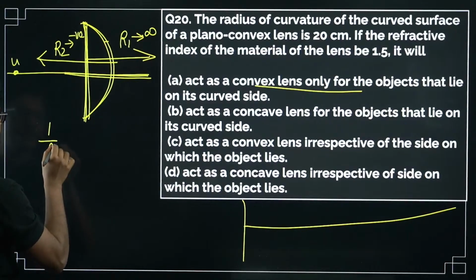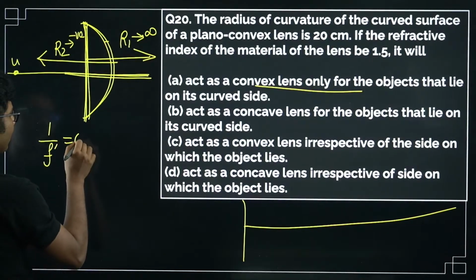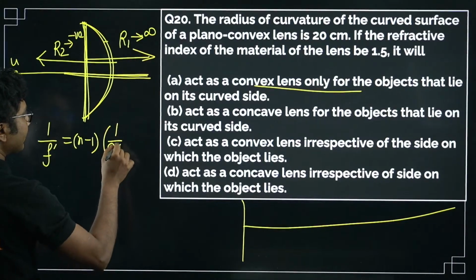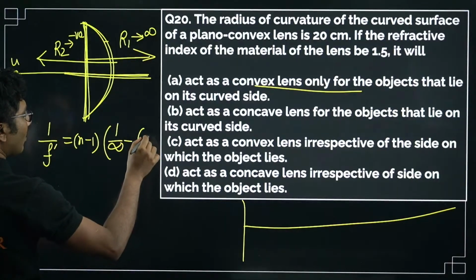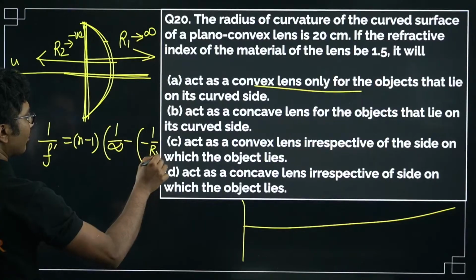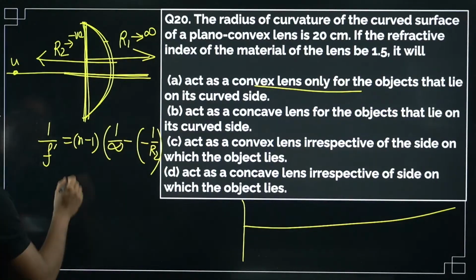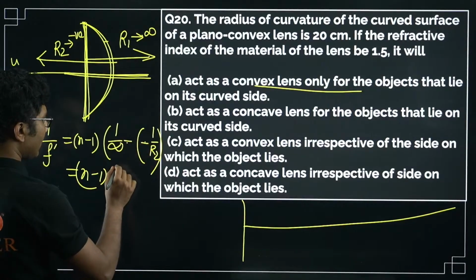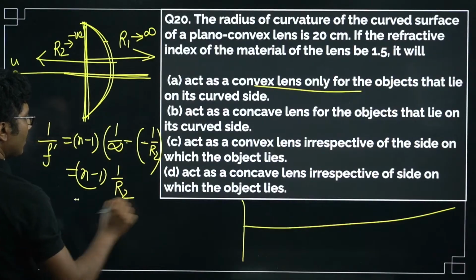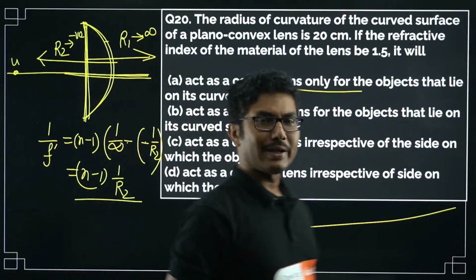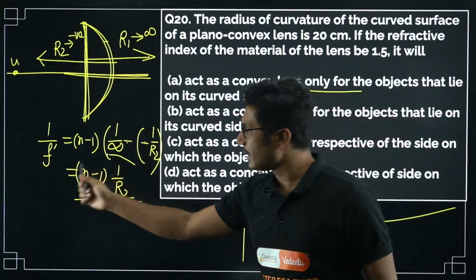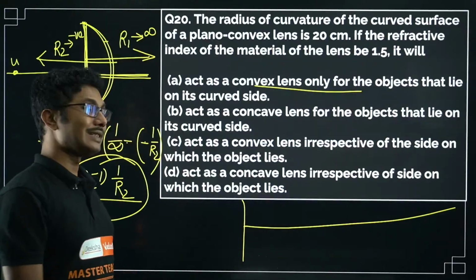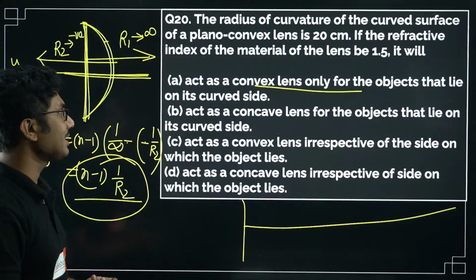Focal length in this case, say 1 by f dash, will be (n minus 1) times (1 by R1, where R1 is infinity, minus 1 by R2). So again we see n minus 1, minus and minus gives plus, 1 by R2. In this case the focal length is still positive, which means it will still behave as a convex lens.